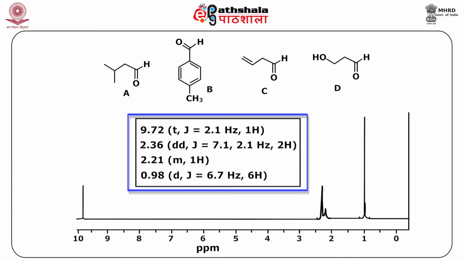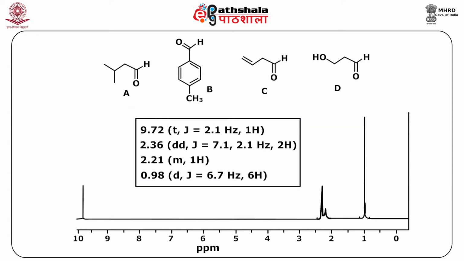Here, as we can see, the data calls for a triplet at 9.72 with a coupling constant of J equal to 2.1 Hertz for 1 proton. There is a doublet at 2.36 delta with coupling constants of 7.1 Hertz and 2.1 Hertz for 2 protons, and a multiplet of 1 proton at 2.21 delta. A doublet is also seen at 0.98 delta with a coupling constant of 6.7 Hertz for 6 protons.